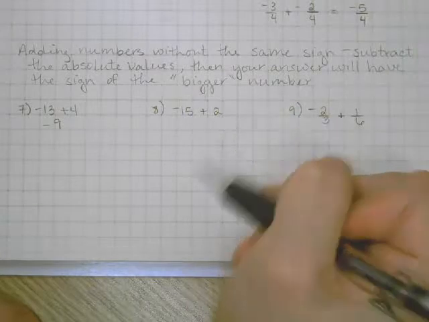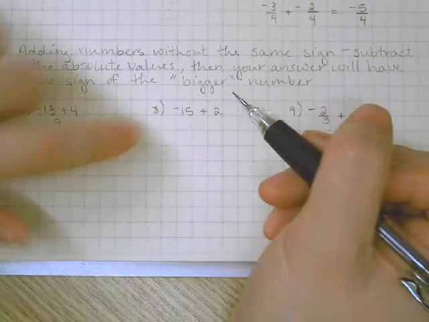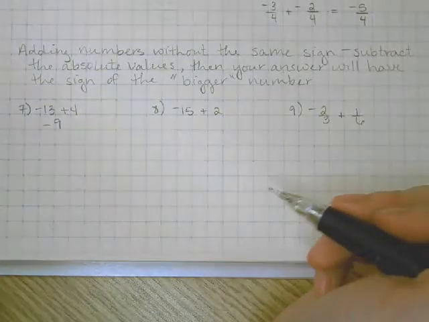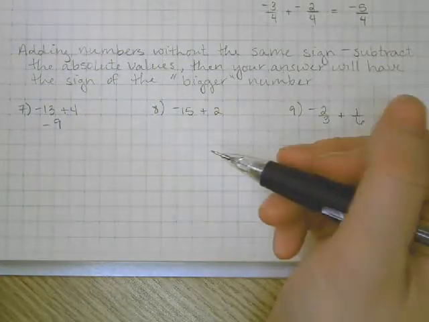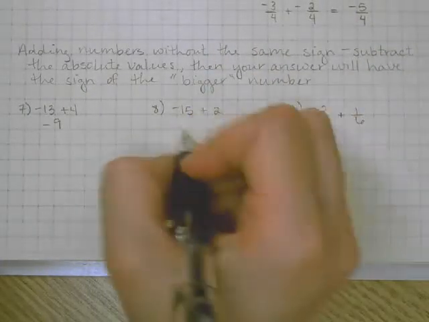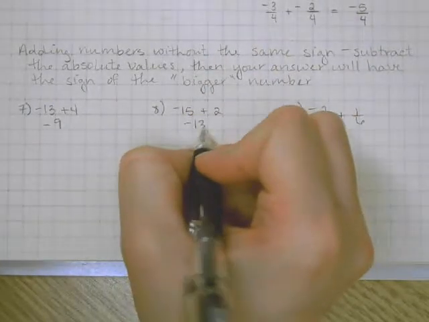Negative 15 plus 2. If I just look at this as 15 minus 2, that's going to be 13, because 15 is the bigger number. Then this is going to be negative 13.